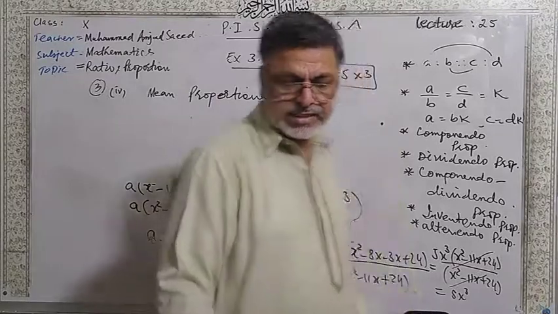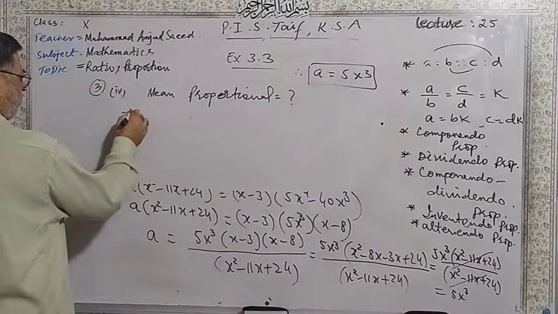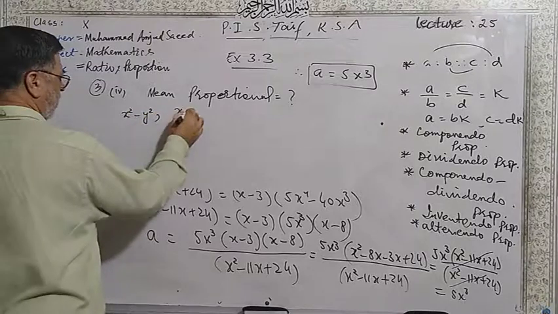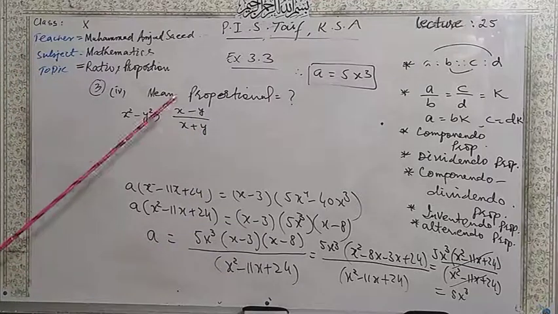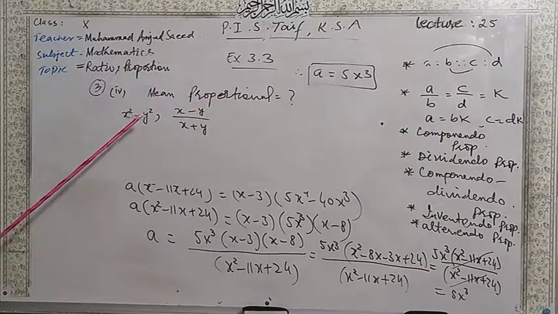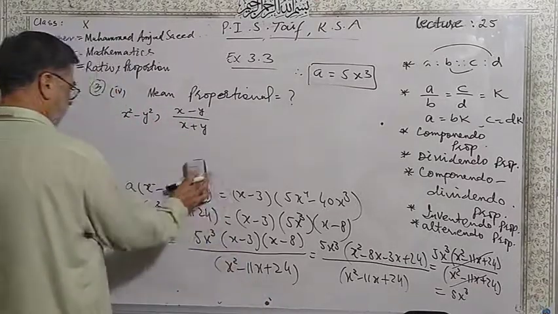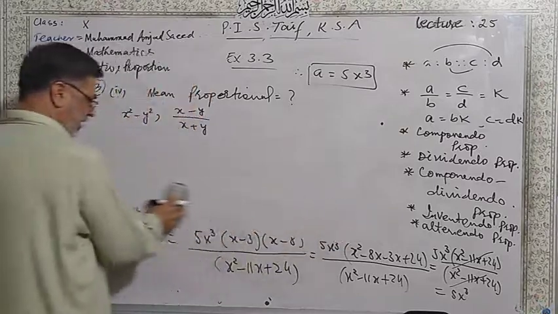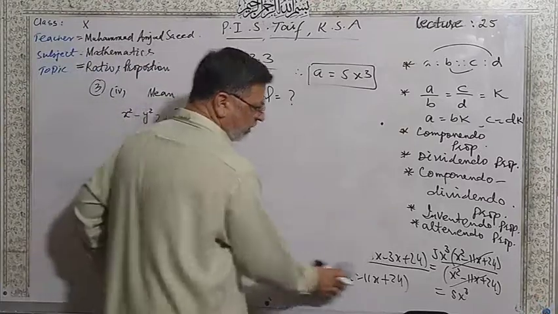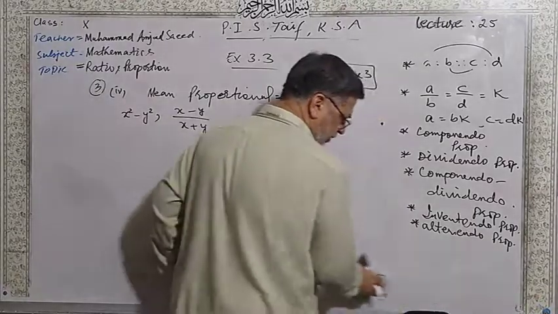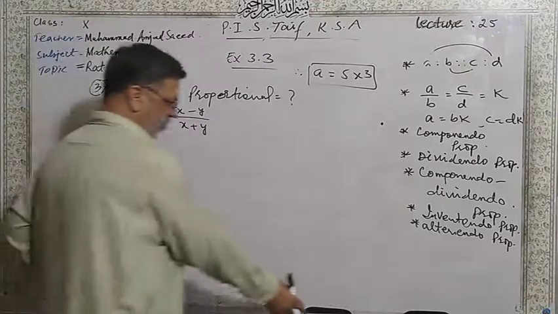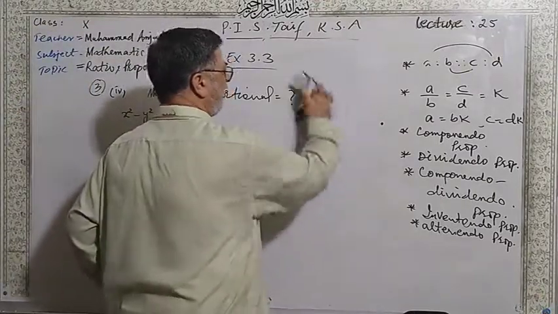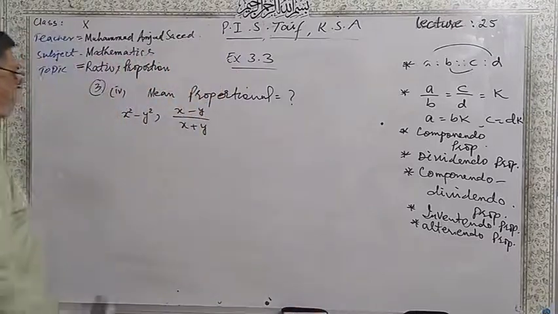x square minus y square, x minus y over x plus y. Dear students, we have to find the mean proportional where the given expressions are given here. x and y are given again, so you have to introduce something other than x and y, so that there will be a difference and you can find the unknown value.